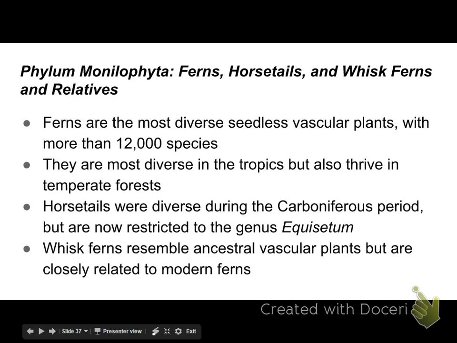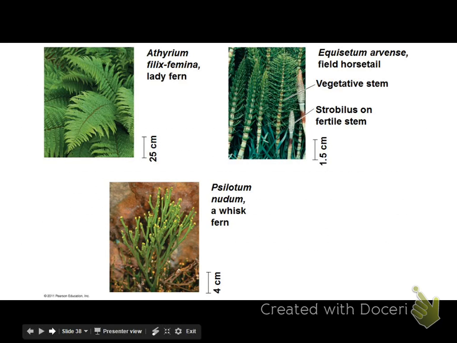Phylum Pterophyta. Ferns are the most diverse seedless vascular plants, with more than 12,000 species. They are most diverse in the tropics, but also thrive in temperate forests. Horsetails were diverse during the Carboniferous period, but are now restricted to the ground. Psilotum and whisk ferns resemble ancestral vascular plants, but are closely related to modern ferns. And so these are just some ferns, and this is horsetail. This is whisk fern.